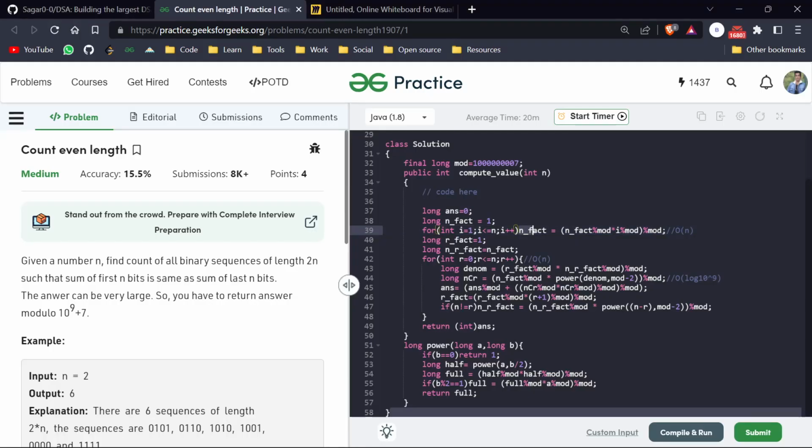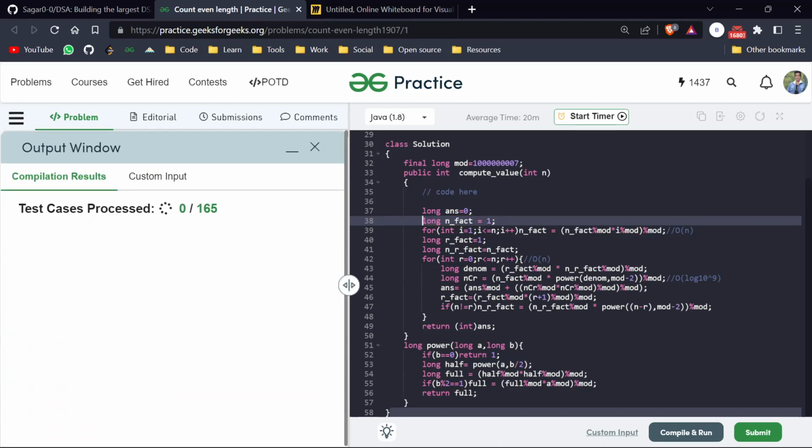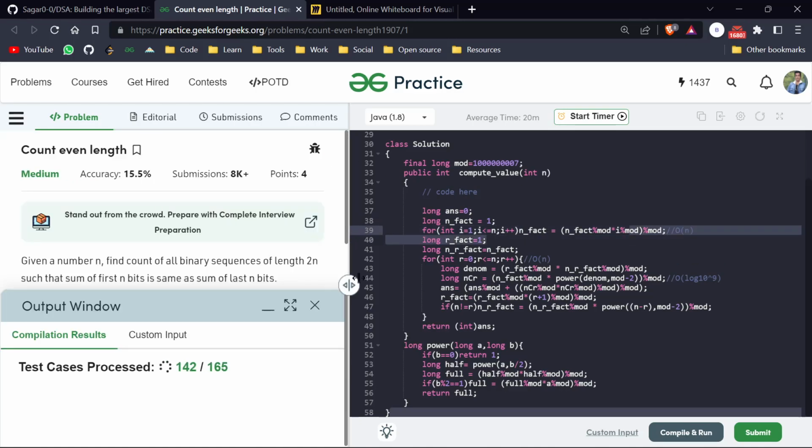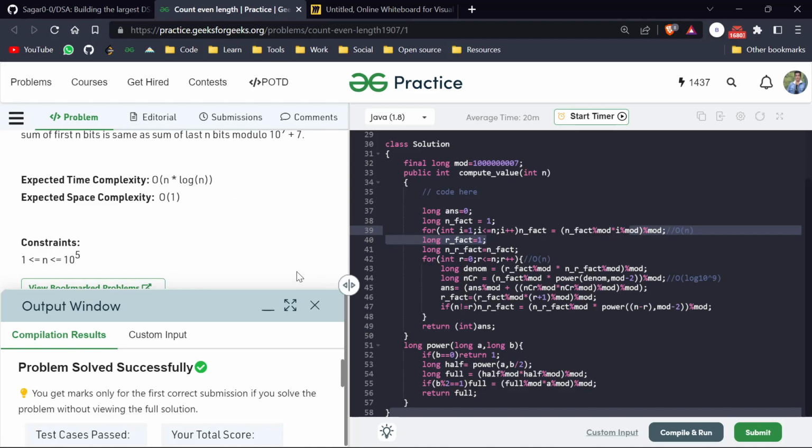Okay, so I found the problem. We were making a mistake here. We were not using that modulo, so that is why long is also going out of its range. So we have to also keep this long in the range. That is why we also have to use mod here, and that's how this algorithm is going to work.